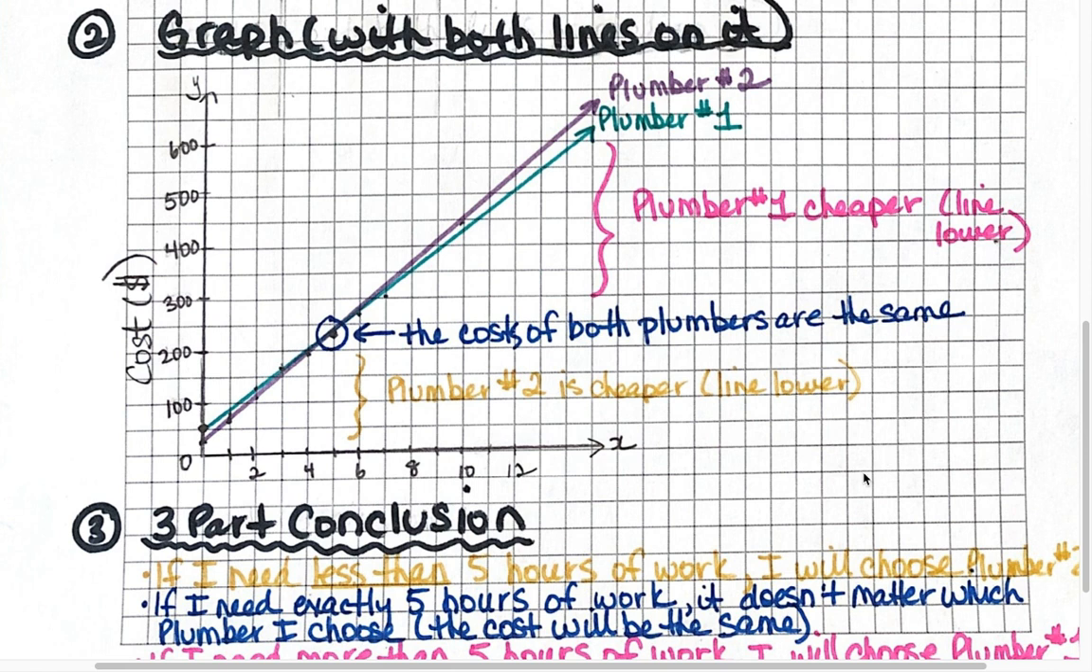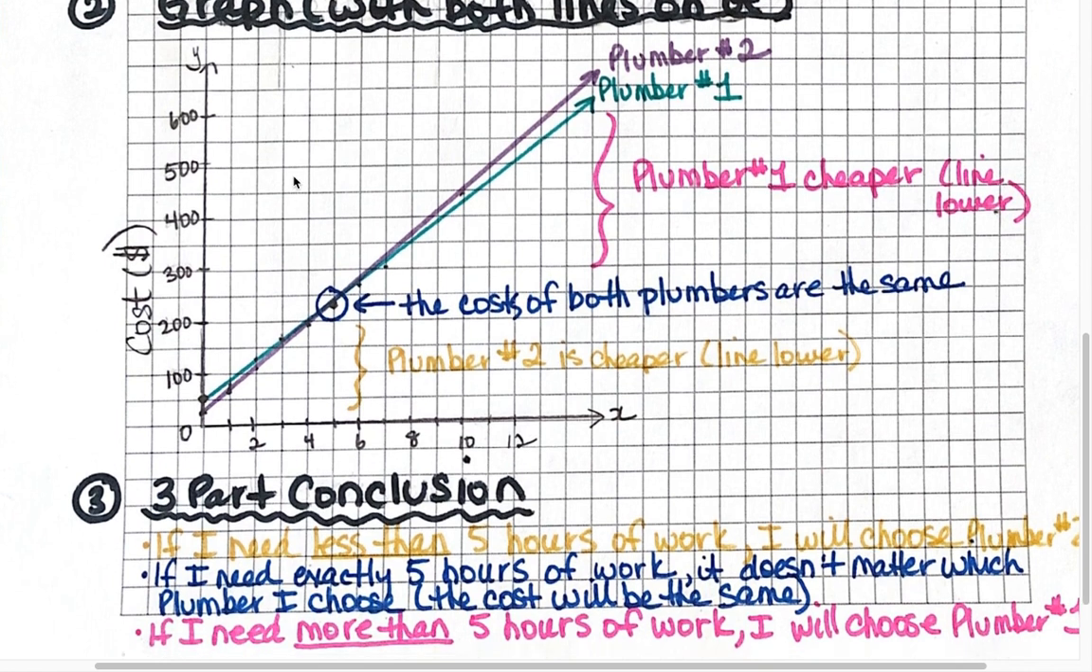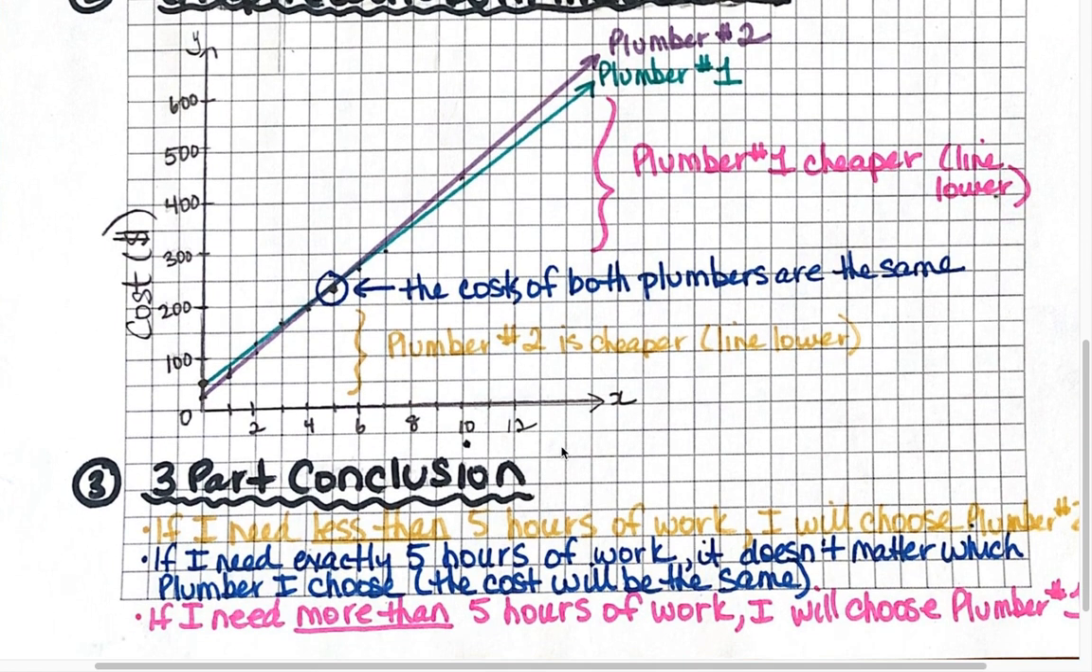Okay, so now this is a little bit of an open-ended question because it says which plumber should I choose, but it doesn't tell me how long the service call is going to be. So based on this information, I want to create a detailed conclusion that I can then use to make decisions with. I'm going to start with this part of the graph right here. In my 3-part conclusion, I can say if I need less than 5 hours of work, I'm going to choose plumber number 2, because for less than 5 hours of work, plumber number 2 is cheaper.